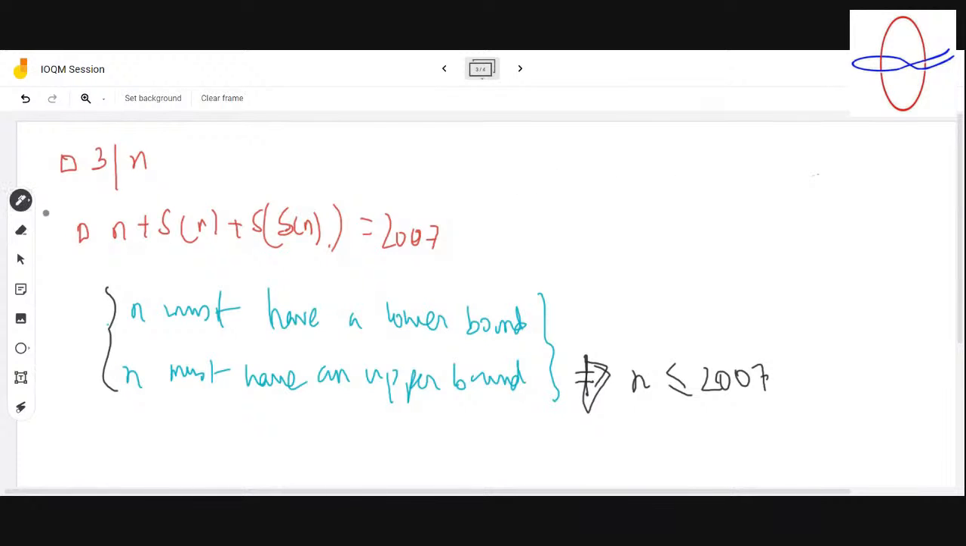You need to understand this. So therefore, n must be greater than or equal to 1000. Did you understand this, guys? It must be a 4-digit number.